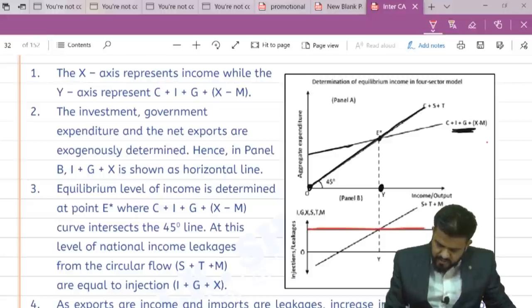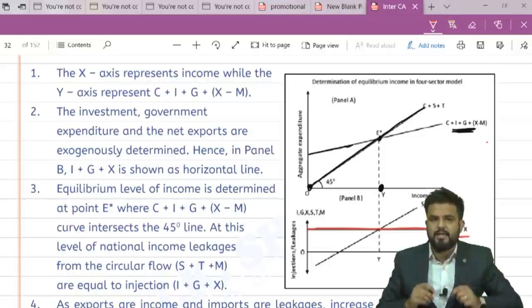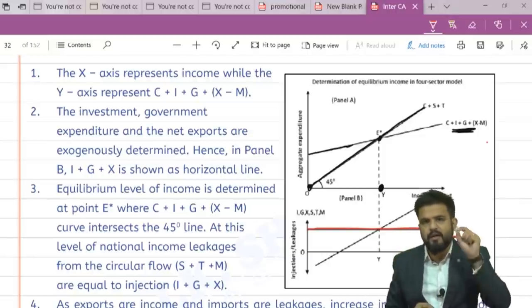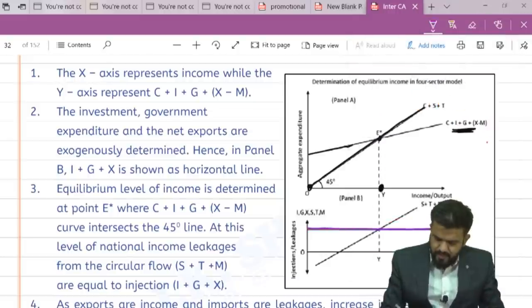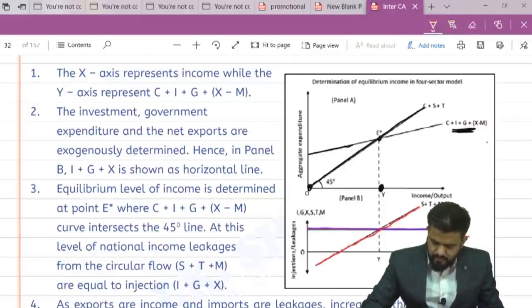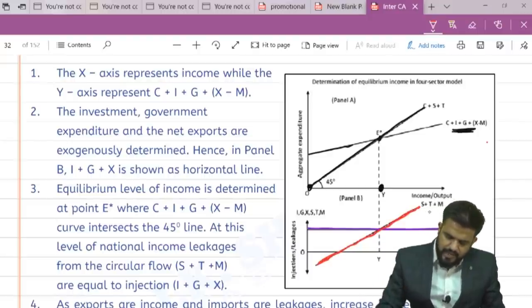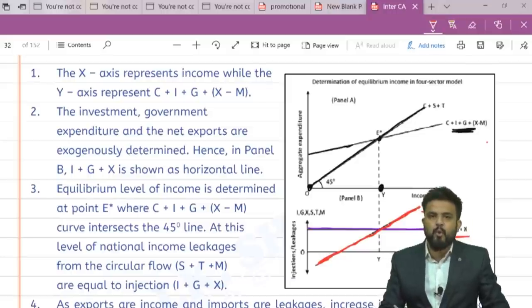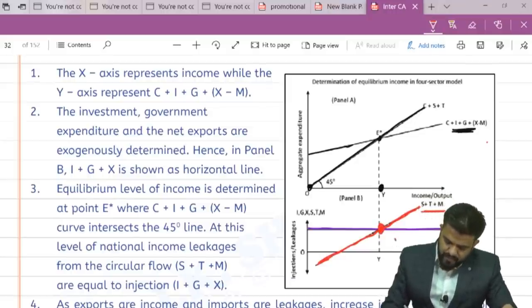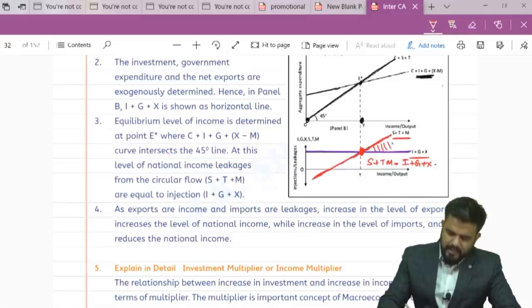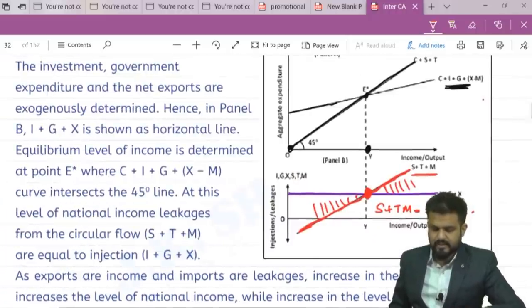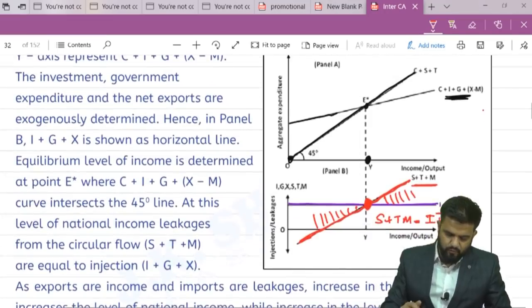And this horizontal line is basically your I plus G plus X. That is investment plus government spending plus exports. All three are injections. And this line, we'll make it purple, and this red upward sloping line is your leakages, savings plus tax plus imports. So can I say this is the point where S plus T plus M equals I plus G plus X, that is your equilibrium point. In this part, leakages are more, injections are less. And in this part, injections are more, leakages are less. So this was your four sector.